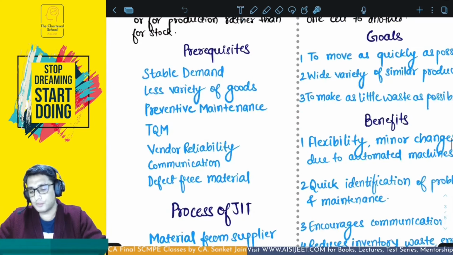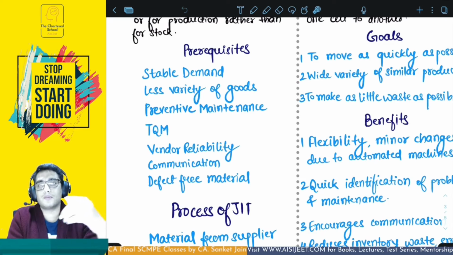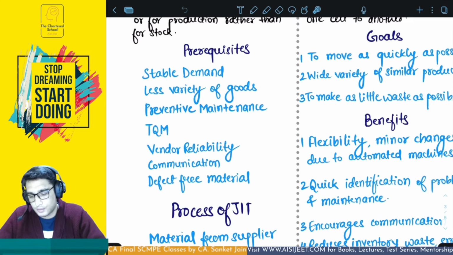First is that the demand should be stable. If the demand is not stable because you are producing on demand basis, it would be very difficult to produce as much quantity as is required. If the demand is unstable, then probably a large number of units have to be produced on a single day, and then slightly lesser or comparatively very less on the next day, and that would cause unnecessary cost element to come in the production process. So demand has to be stable.